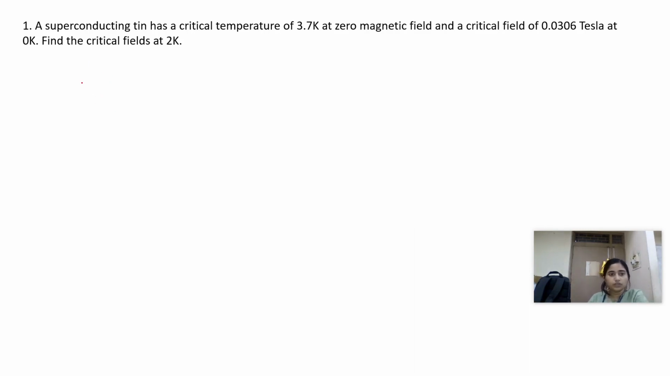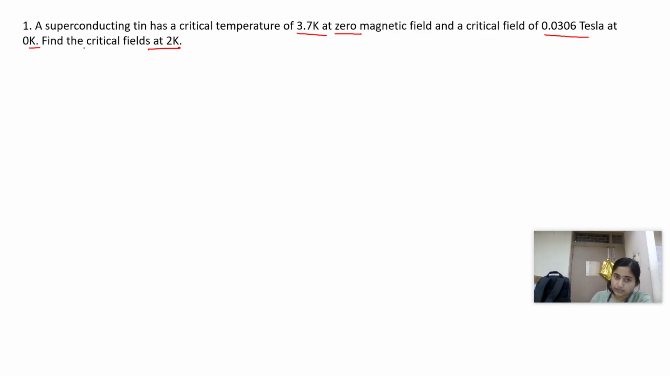Okay, so we will go to the first problem. A superconducting tin has a critical temperature of 3.7 Kelvin at zero magnetic field and a critical field of 0.0306 Tesla at 0 Kelvin. Find the critical field at 2 Kelvin. So this is the question. I am repeating the question once again: find the critical field at 2 Kelvin.